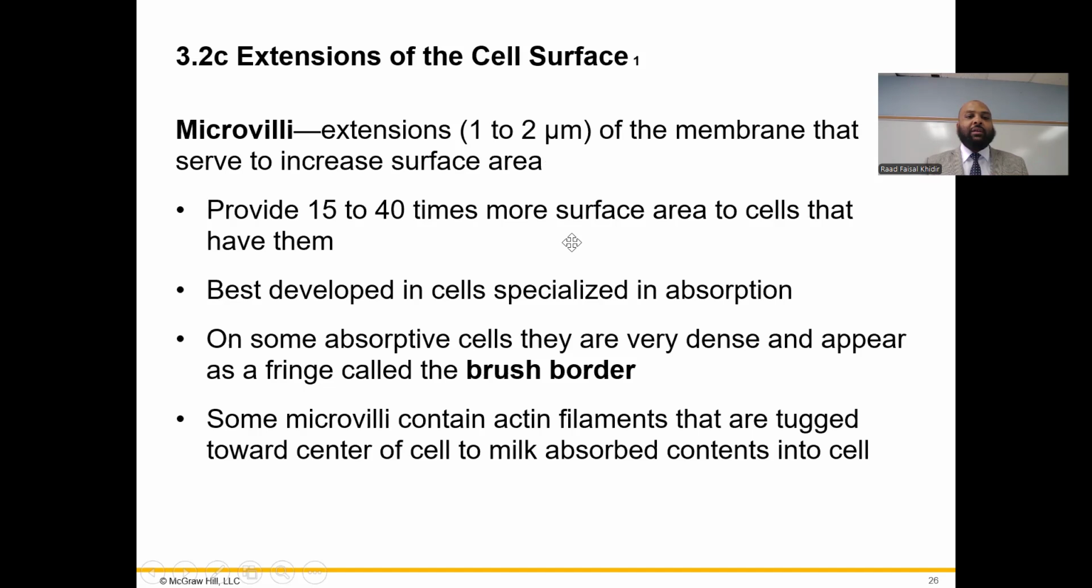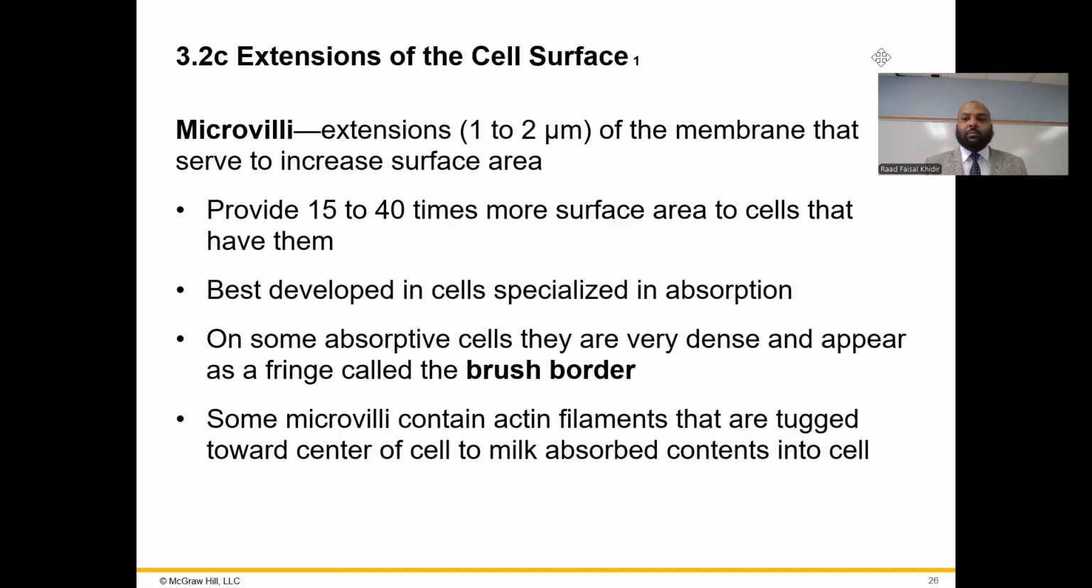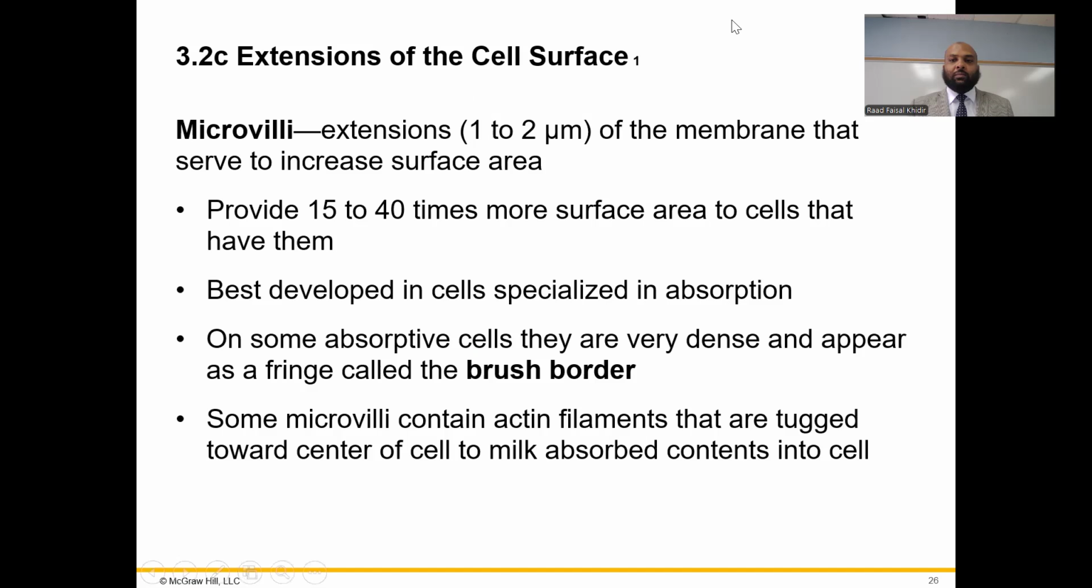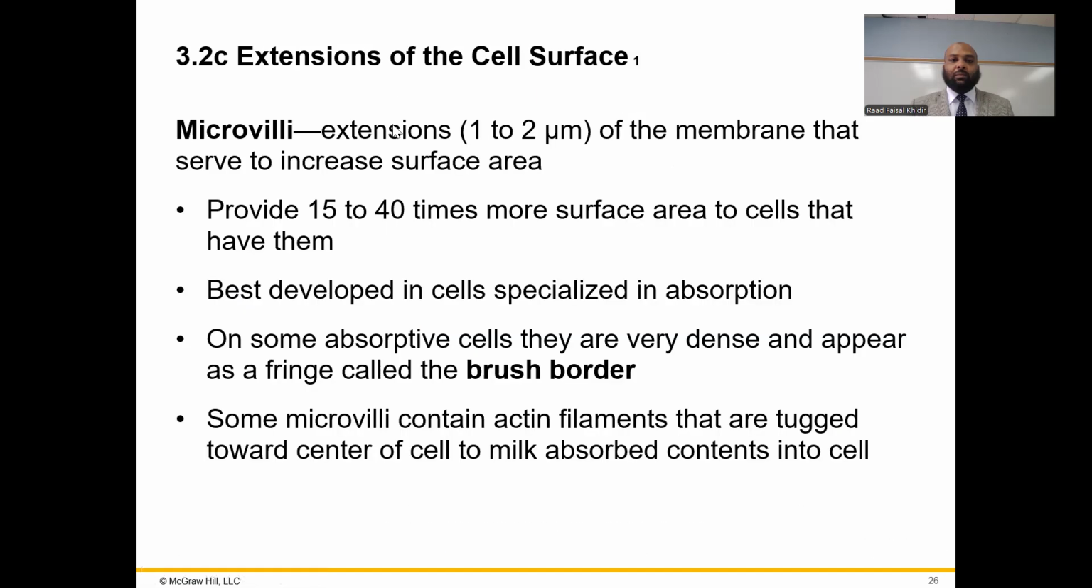Okay? Then we are now going to talk about extensions that are on the cell surface. One of those is the microvilli. These are extensions about 1 to 2 micrometers of the membrane that serve to increase the surface area. And they provide about 15 to 40 times more surface area to the cells that have them.